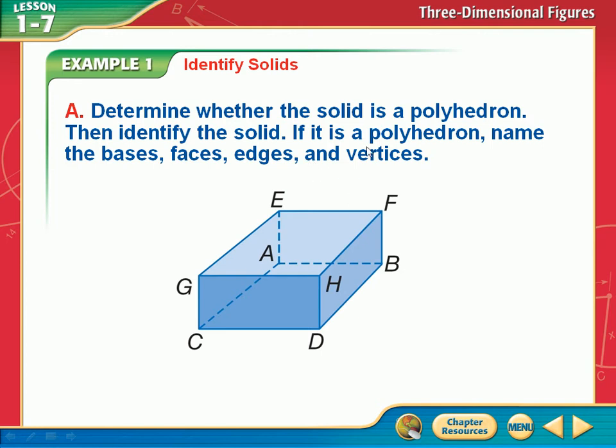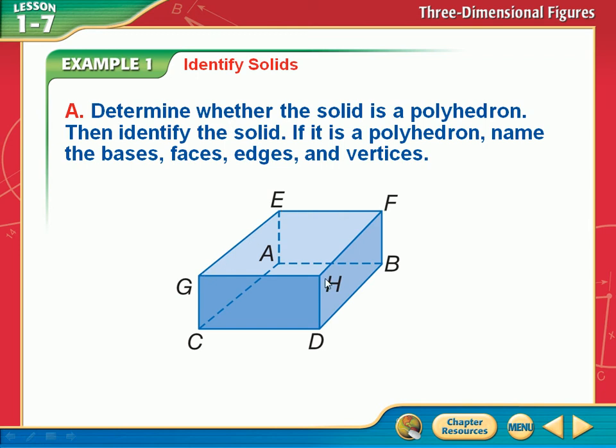Very good. It says if it's a polyhedron, which we just said it was, name the bases. Well, how many bases does it have? It's got 2. So let's do the top first. We have to start somewhere. Let's start at E. Let's go this way: E, G, H, F. Good. Or you could go the other way, couldn't you?